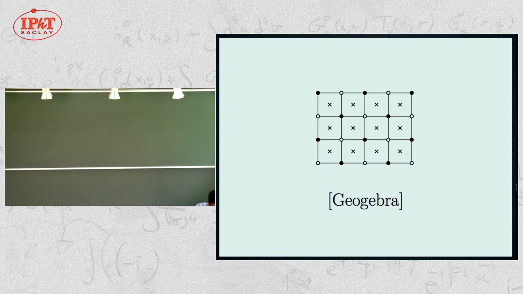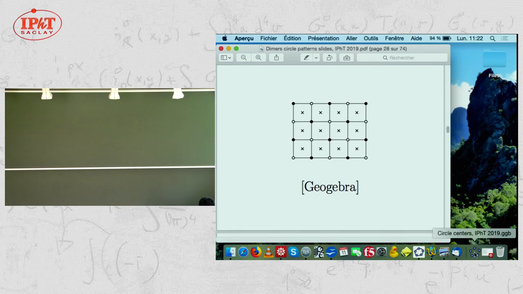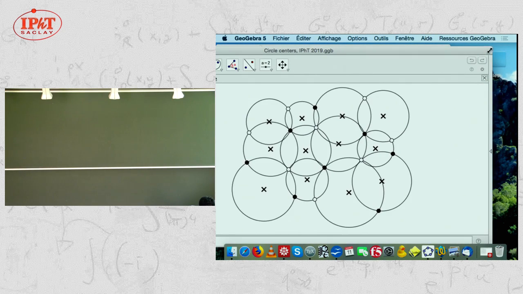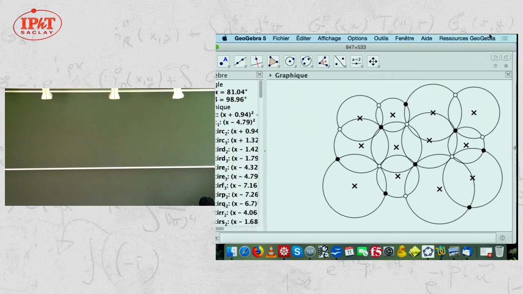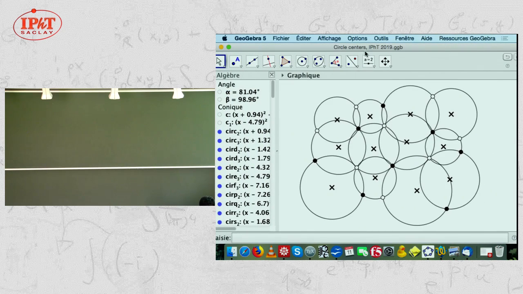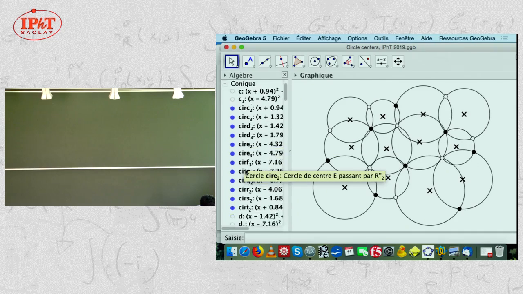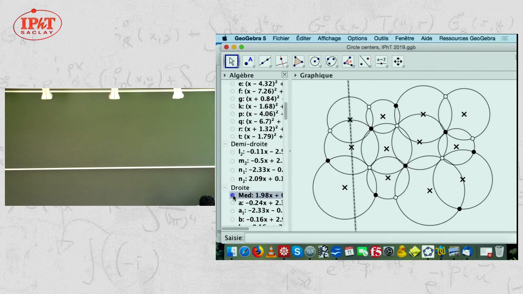So here I'm going to show you a small animation on GeoGebra, and it will involve this planar bipartite graph, which is a 3x4 portion of the square grid. So here is a circle pattern for that graph, and you notice that if you look at these two vertices here, they are the two intersection points of these two circles, which means that if I draw the line connecting the two centers of these two circles, these two vertices are symmetric with respect to that line.